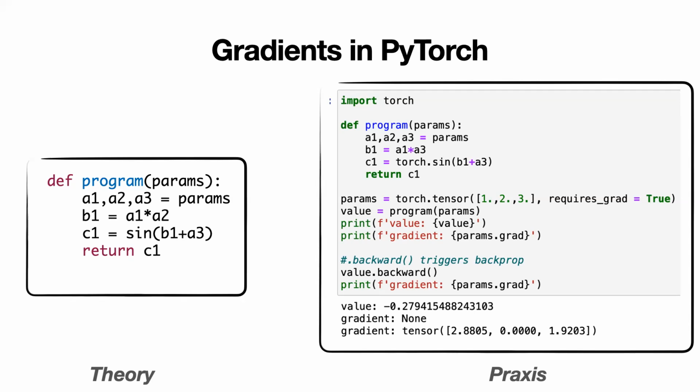So then we have our parameters, and now we run our program. We have value equals a program of the parameters, and then we can just print the value. And what happens if we print the gradient? Okay, they're empty, right? Right now nothing happened. We only ran the program, and there are no gradients. What is a little bit peculiar in PyTorch is that you need to manually trigger, in a stateful way, on the output that you get from your program, you say dot backward, and this is going to trigger backpropagation.